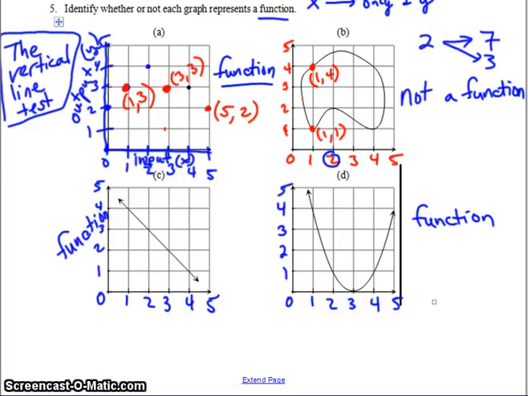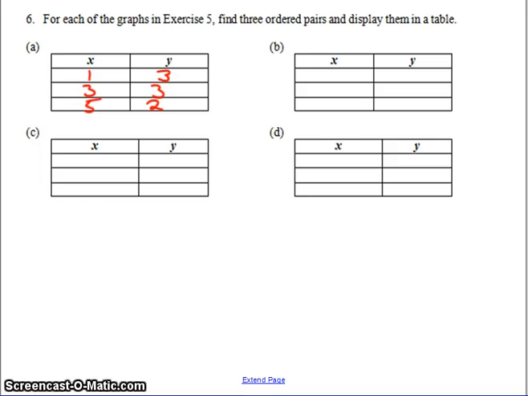But I know here it intersects 1 and 1 at its right spot. And then we could choose this one, 2, 2. So 1, 4, 1, 1, and 2, 2. What I want you to do is C and D on your own. Come up with 3 ordered pairs for each of those graphs.